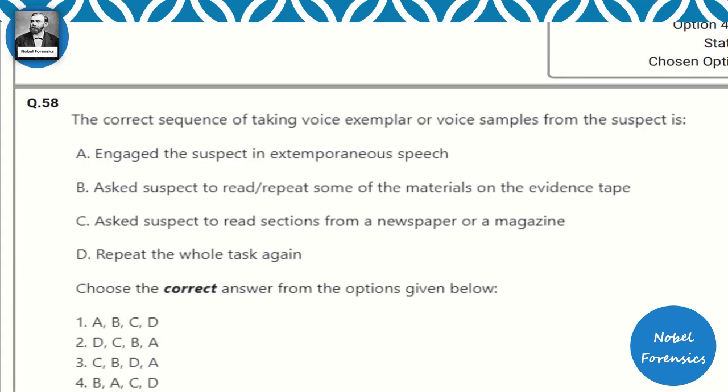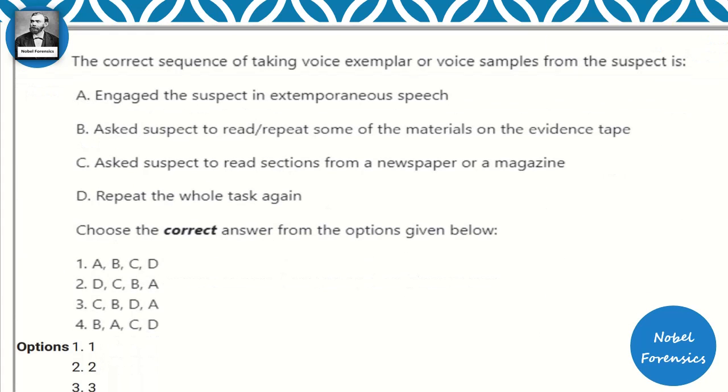Coming to the 58, the correct sequence of taking voice exemplar or voice samples from the suspect is... Actually, they are already in the correct order only, A, B, C, D. I am again reading it. Engaged the suspect in extemporaneous speech, asked the suspect to read or repeat some of the material on the evidence tape, then asked the suspect to read sections from a newspaper or magazine, because they will get the original voice of the suspect. There is no manipulation while reading any newspaper article or magazine.